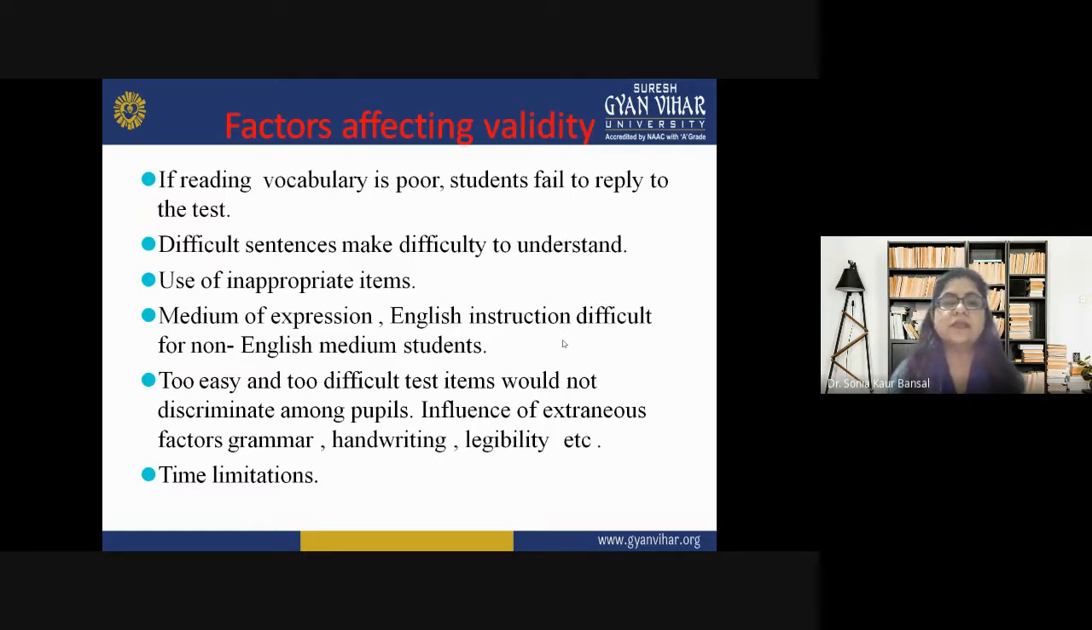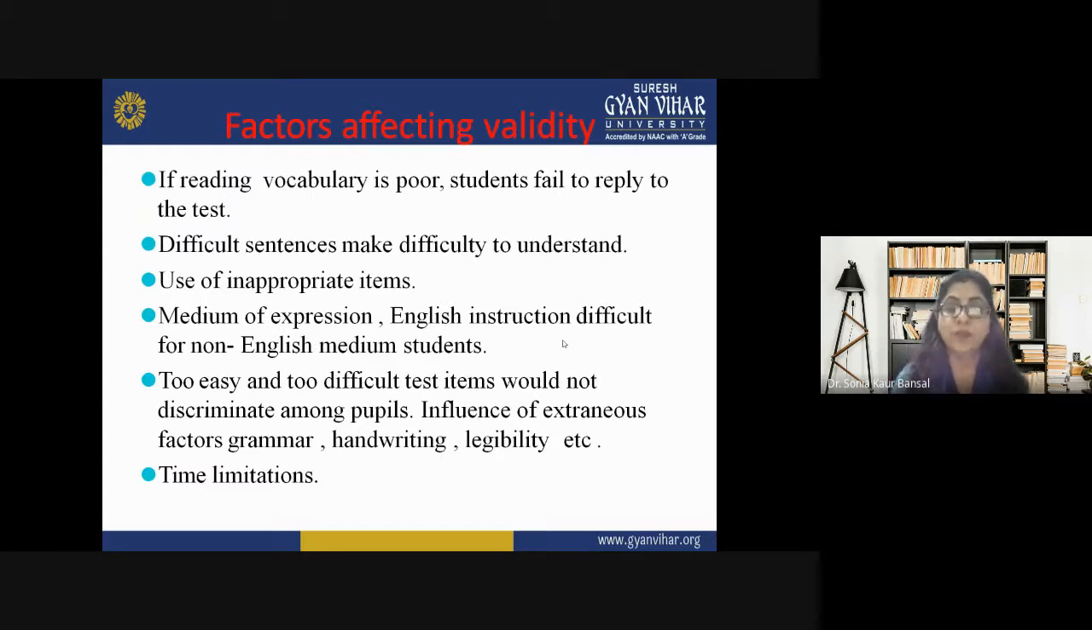Then next is another factor we are discussing, factors affecting validity. So use of inappropriate items. Inappropriate items include poor validity. So what you want to measure in your test, include that only. If you are including any other item apart from your testing components, then you will not have a sound validity.